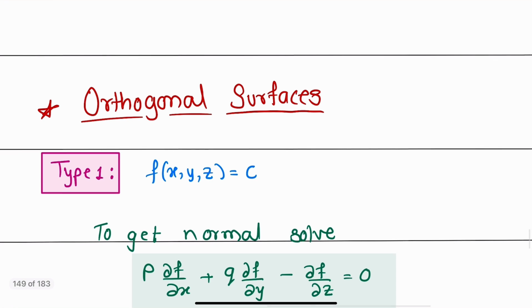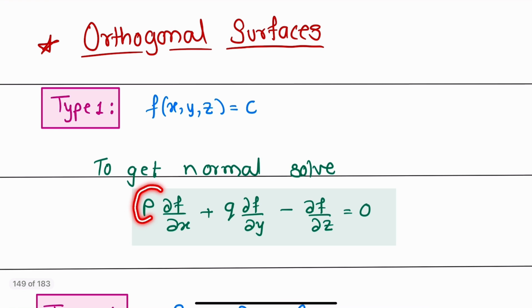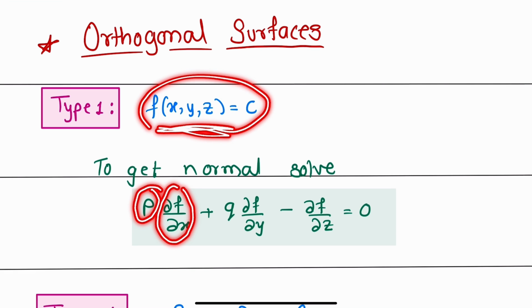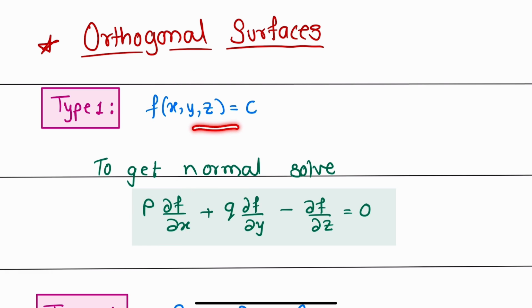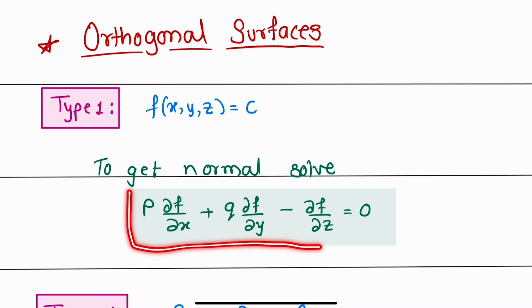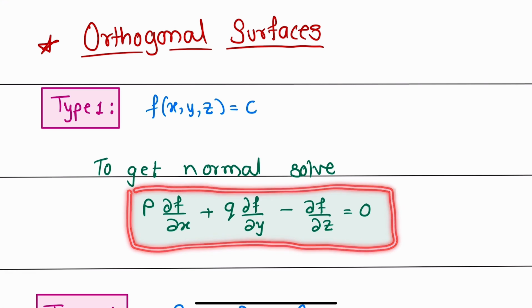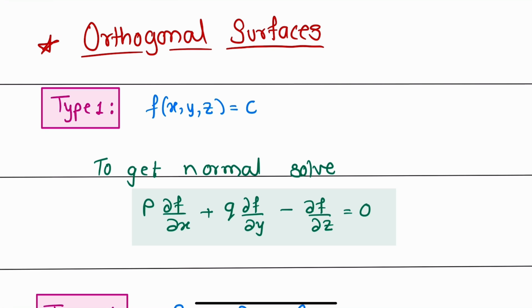form of p into dou f by dou x, that is, differentiating the given function with respect to x, plus q into dou f by dou y, minus dou f by dou z equals 0. Once we get this partial differential equation, we will solve it. And the result that we get will be orthogonal to the given surface. That is, it will be a normal.